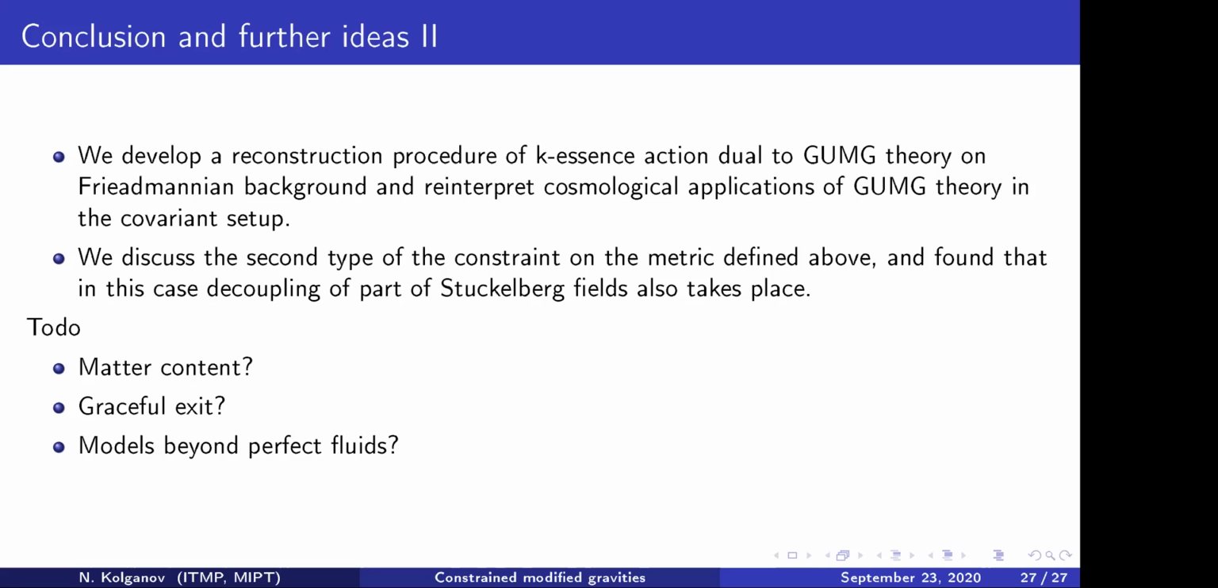The points which were not discussed in our works are, first, the addition of matter content. The second is that we do not discuss the graceful exit issue in the inflationary model of generalized unimodular gravity. And finally, we didn't discuss the models of constraint modified gravities which don't correspond to a perfect fluid stress energy tensor.